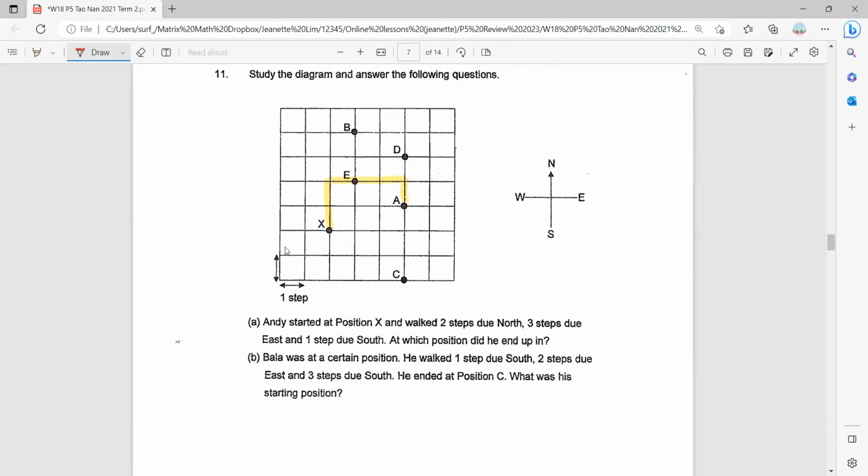Okay, then for part B, Bala was at a certain position, so we don't know the starting point. He walked 1 step due south, 2 steps due east, and 3 steps due south. He ended at position C. What was his starting position? So we are going to go backwards. So instead of south, we have to go backwards. So it's the opposite direction, which is north. So instead of going down, it's going up. Instead of going east, it's going west. And again, instead of south, it's north.